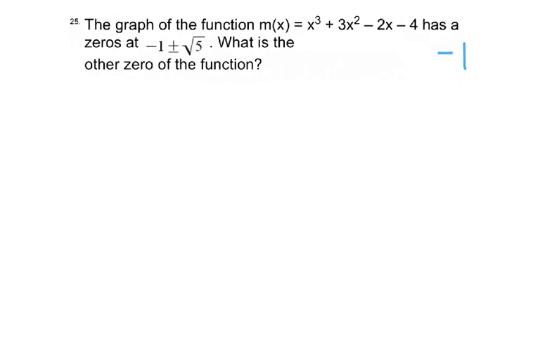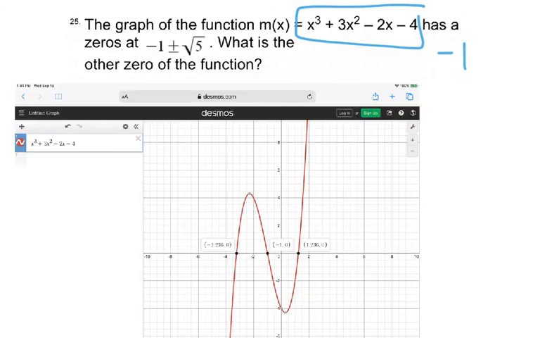Okay, last one. The graph of the function right here has zeros at negative 1 plus or minus the square root of 5. What's the other zero of the function? I think the easiest thing to do is put this in Desmos and see if you can look at the other zero. Alright, so these are these right here, so we're good. The only one I haven't used is right there, so it's negative 1.